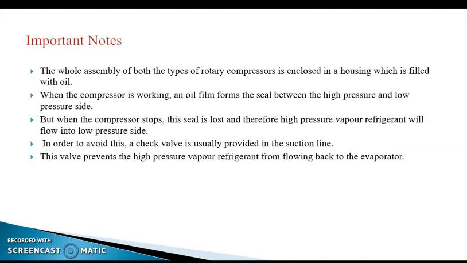side. But when the compressor stops, the seal is lost, and therefore the high pressure refrigerant will flow into the low pressure vapor side. In order to avoid this, a check valve is usually provided in the suction line, so that it will prevent the high pressure vapor refrigerant from flowing back to the evaporator. So these are the important points in the rotary compressor.